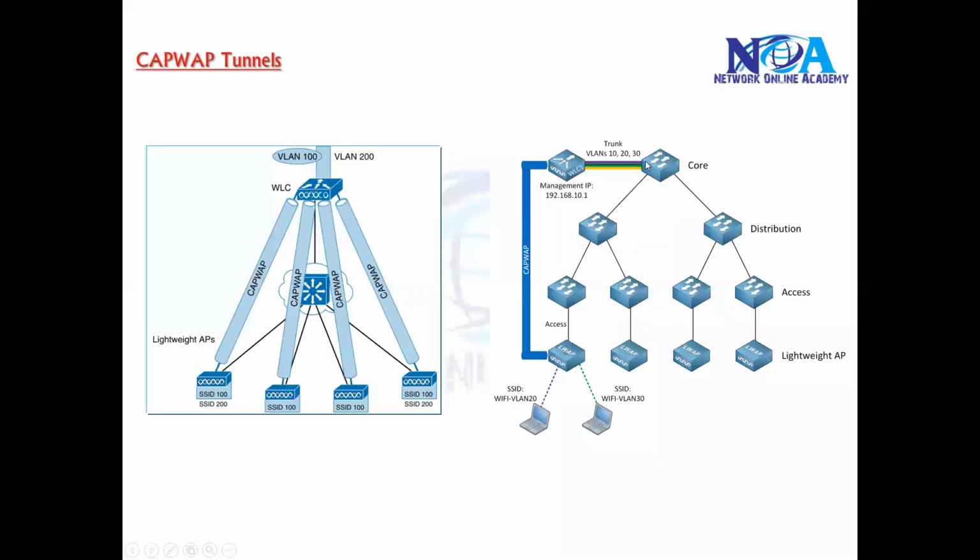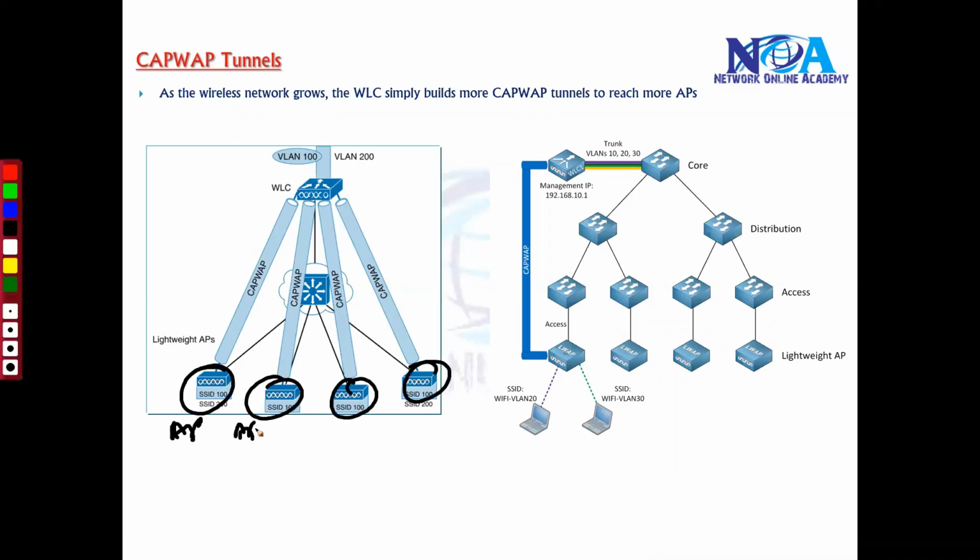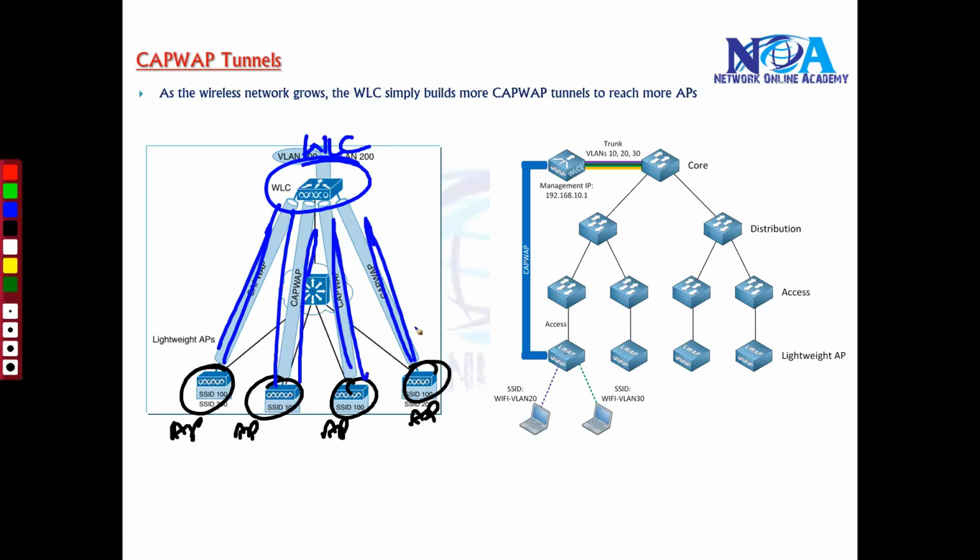Now again, as the network grows and you have more access points, let's say these are all my access points. Every access point is going to build a CAPWAP tunnel. Every access point has a separate tunnel established between the access point and the WLC. So the WLC acts as a central hub connecting to all the access points.